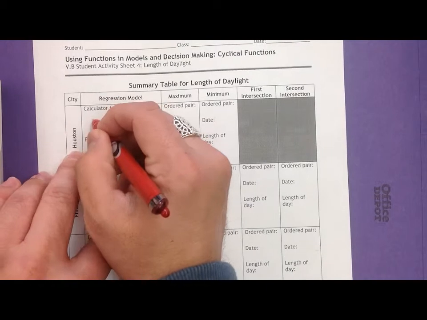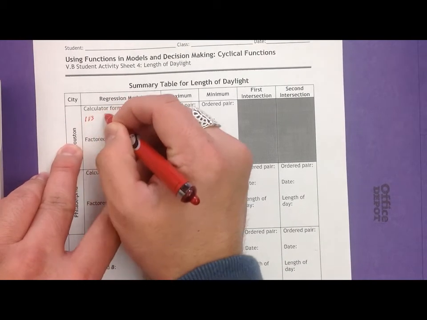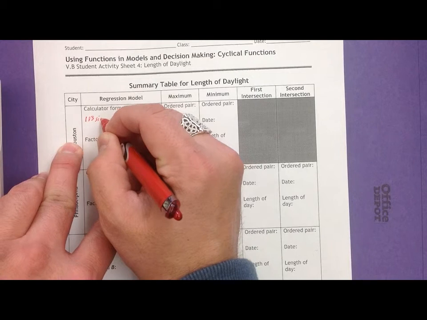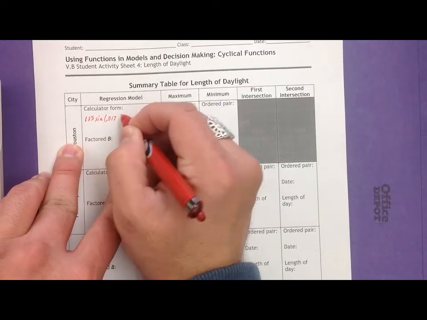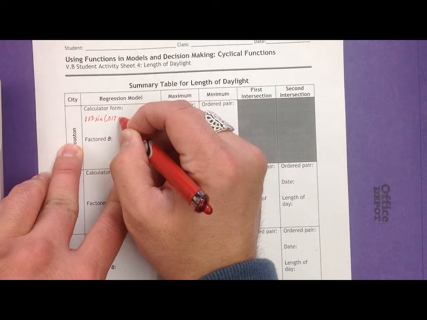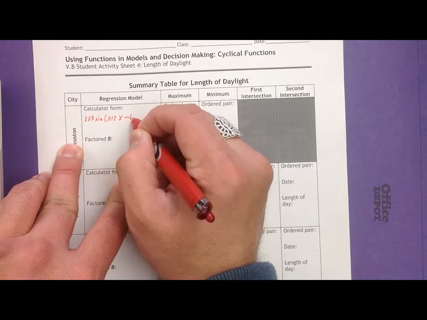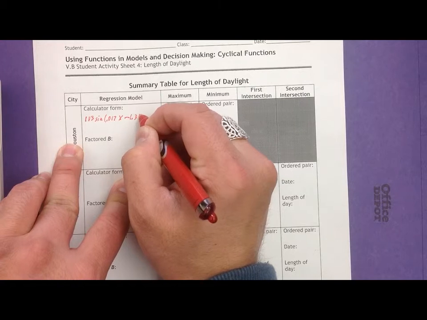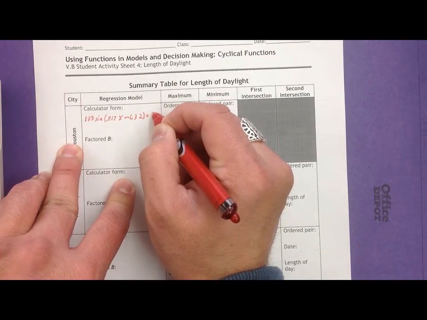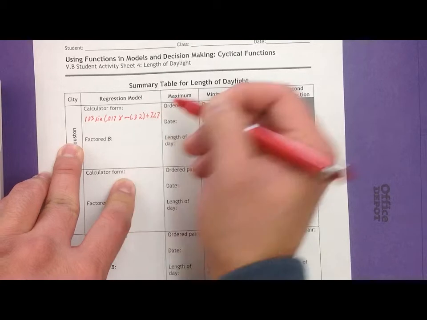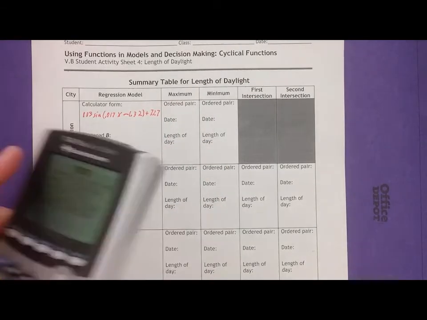So calculator form. Let's see, that's 113 sine 0.017. Let me see, that's going to be x minus 1.32, close the parentheses, plus 727. And now we go ahead and get the factored B form.